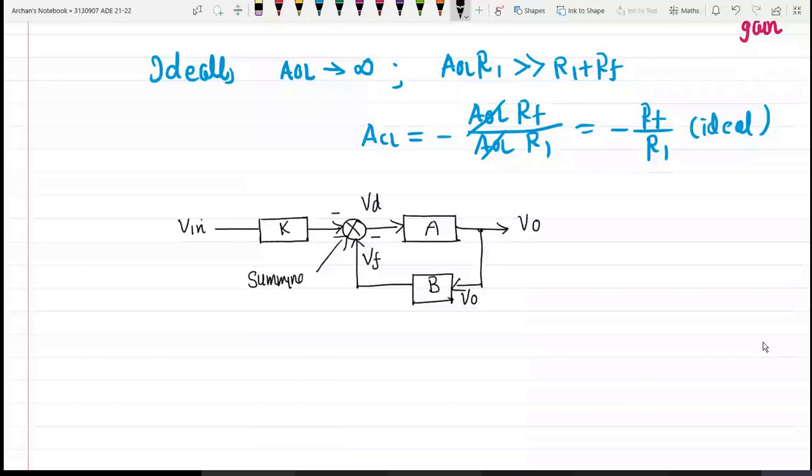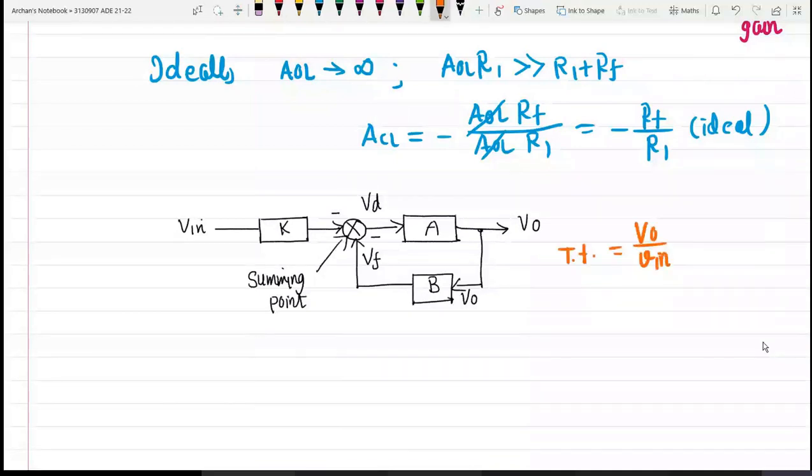So you know the importance of the summing point, right? So this is my block diagram of the practical inverting amplifier. Now let us try to obtain the transfer function. What do you mean by transfer function? Transfer function is nothing but the ratio of output by input, that is V0 by Vin. So we have to derive this equation.